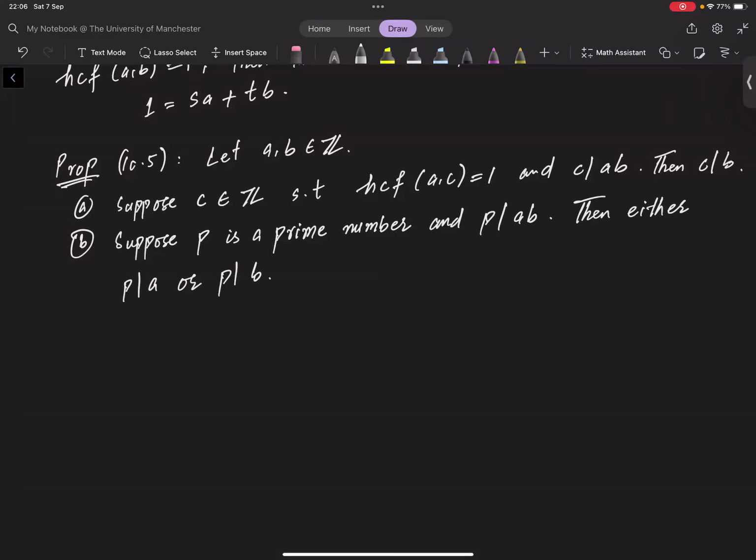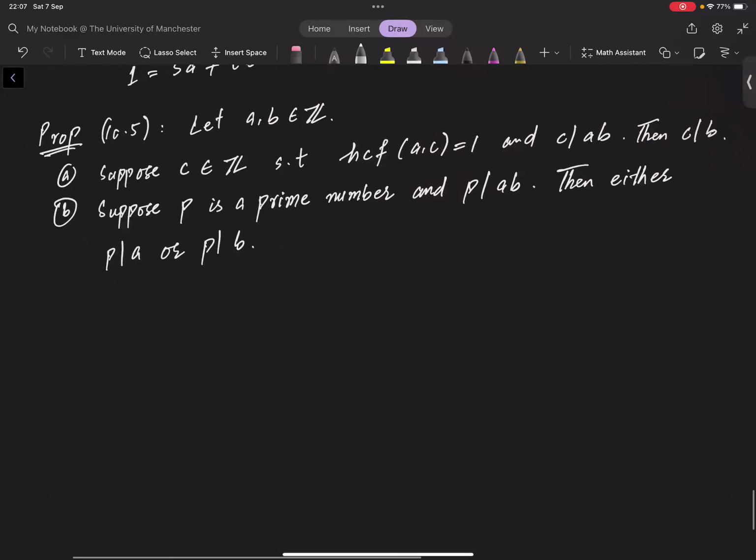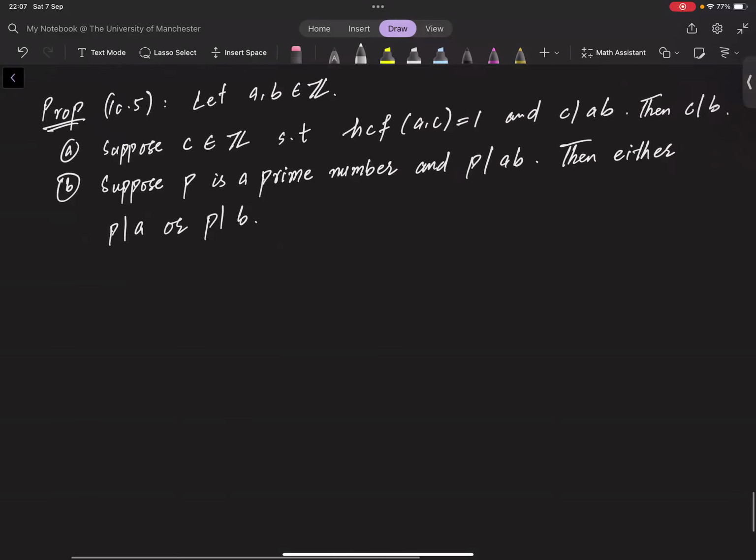So this part B of this proposition will be crucial in our proof of uniqueness of prime factorization in the next chapter. And to apply it there, we need to generalize it slightly to the case of a prime dividing a product of many factors as follows. So if we generalize this part B of this proposition, that will look like this. So we present that proposition as 10.6.